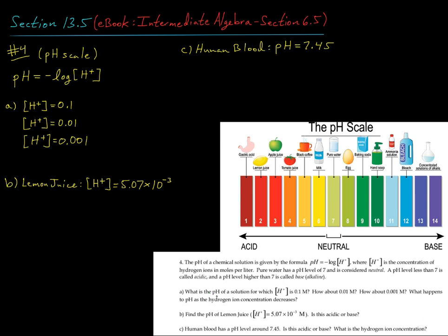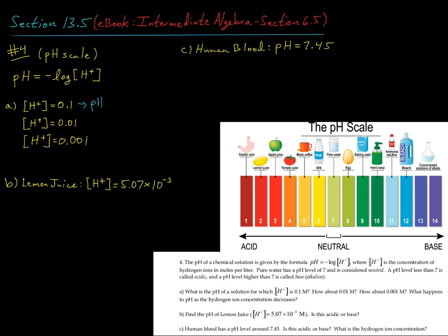It says, what's the pH of a solution for which the hydrogen ion concentration is 0.1 moles per liter? How about 0.01 moles per liter? How about 0.001 moles per liter? Then it says, what happens to pH as the hydrogen ion concentration decreases? All right, so here are the various concentration levels, and so we're going to compute this pH, this opposite of the log quantity for each one of these values of H plus. So let's go ahead and do that for the first one here.